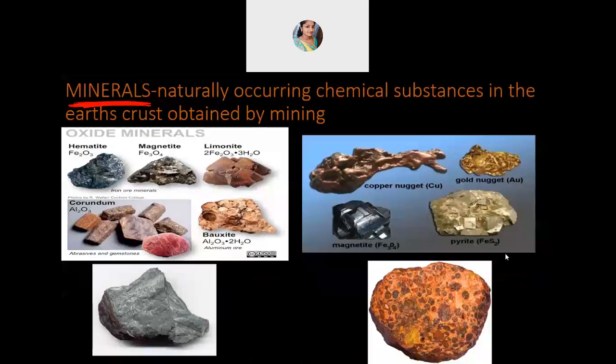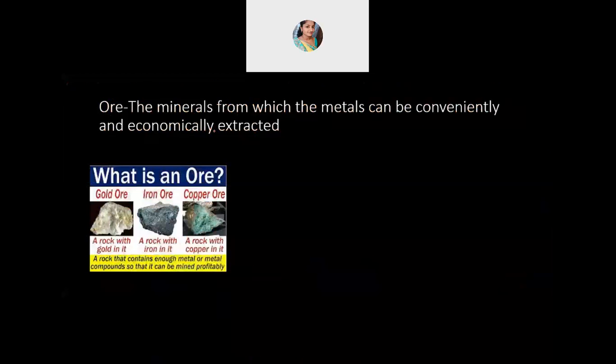Next, you learned a few terms related to metallurgy, that is minerals. Minerals are naturally occurring chemical substances which you get from the earth crust. But there is a difference between minerals and ore. Ores are those minerals from which metals can be extracted conveniently and economically. If a person is able to make profit out of it, then it can be called ore.